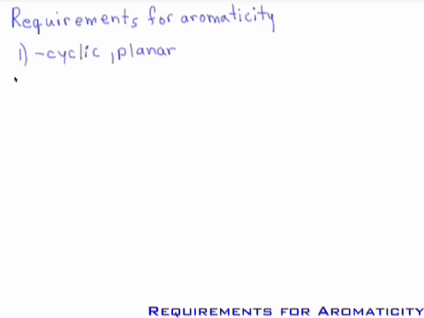And of course, rule 2 is obvious. If you're going to have side-to-side overlap of 2p orbitals, you must have p orbitals perpendicular to the plane of the ring.